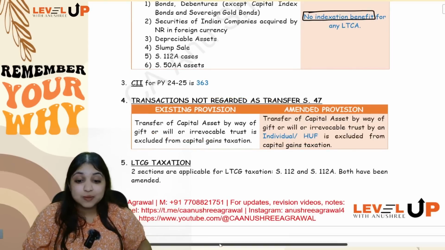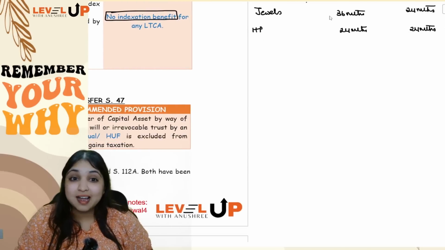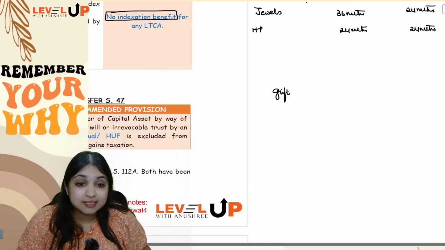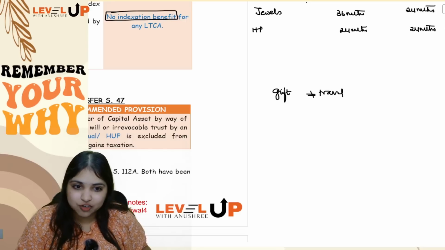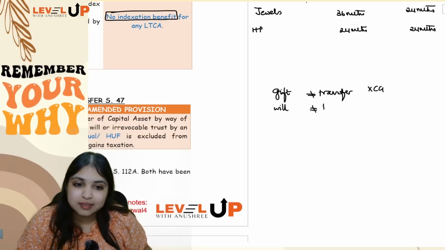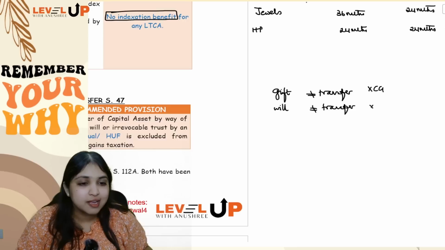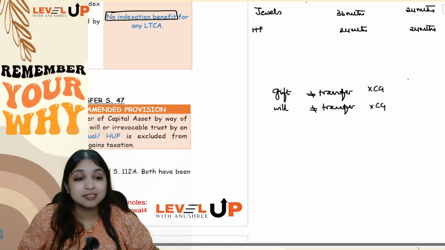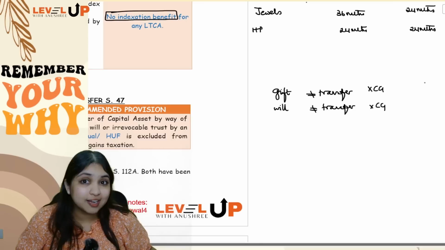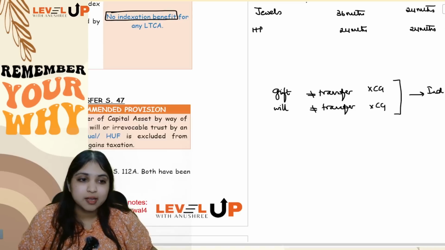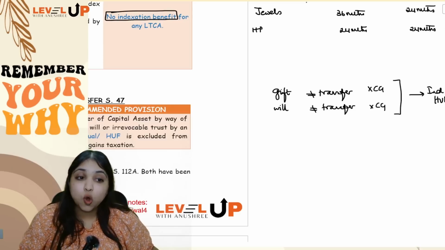See, you must have learnt in section 47 that there are some transactions which are not considered as transfer. You must have learnt if assessee is giving a gift, gift is not a transfer, and because it is not a transfer, no capital gains tax. Similarly, if there is any transfer of asset under a will, even this will not be considered as a transfer. If no transfer, no capital gains. So this was the provision which you had learnt, and earlier this was applicable for all assessees. Now the amendment is that this is applicable only for individuals and HUF, not for others.